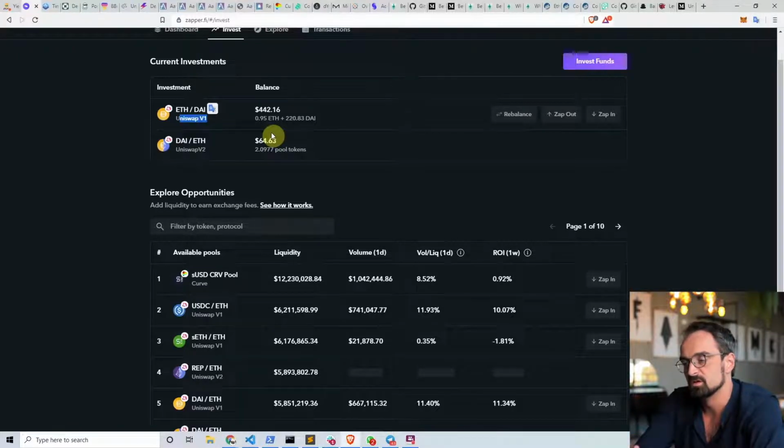So a decision could be, do I rebalance my pools? Do I keep my pools the same way as they are or not? And these are decisions that you have to make as an investor.